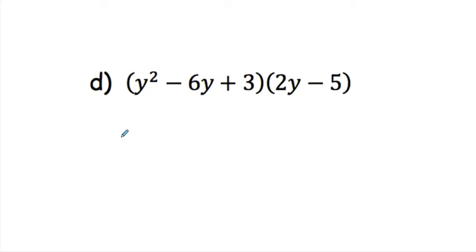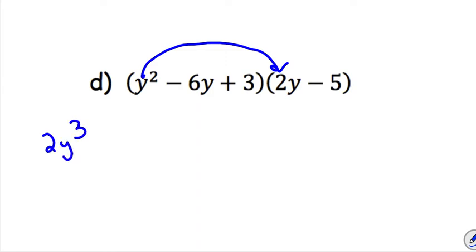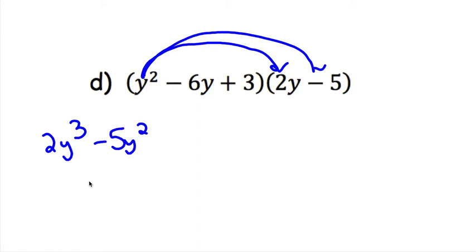I'm going to do this one where I'm going to take this y squared and multiply it through this way. All right, so y squared times 2y, that's 2y to the third. Y squared times negative 5 is negative 5y squared, right? Nothing new there. That's the same old thing that we've been doing.